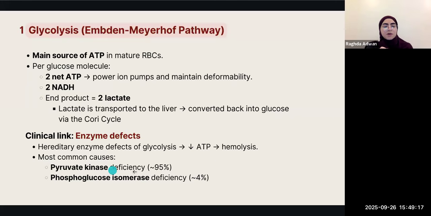Most commonly, pyruvate kinase. But you guys will take all of glycolysis. It's a 10-step pathway. You'll take it in more detail. Right now, I just need you to understand how this is important for red blood cells.